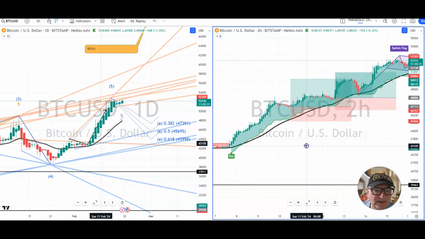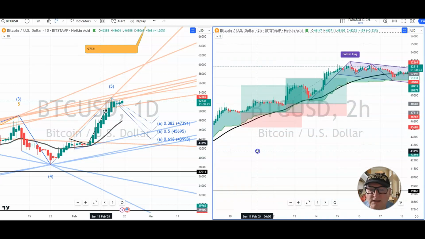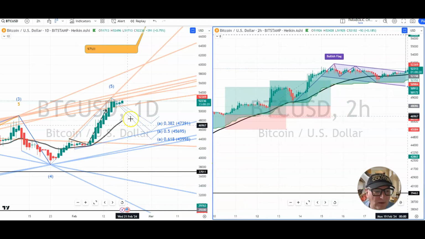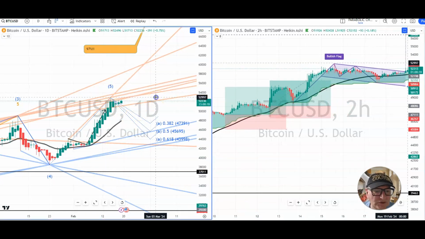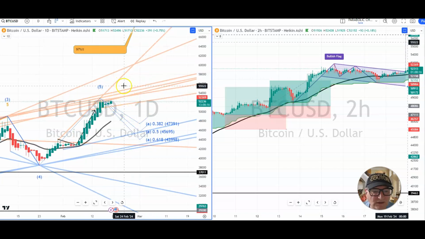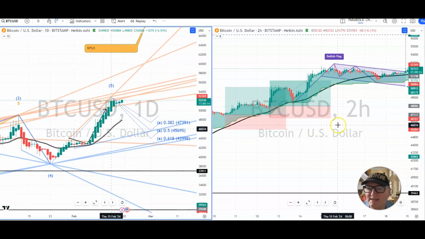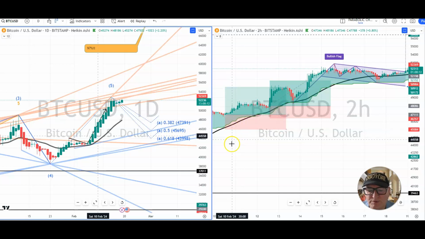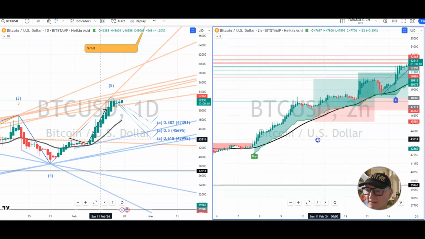Now, of course, eventually it might run out of steam and it may give way, and we've got a wave 5 here, but I'm not too convinced of that. I think this could continue upwards. But nonetheless, if you don't trade these opportunities, then you're never going to get in anyway.